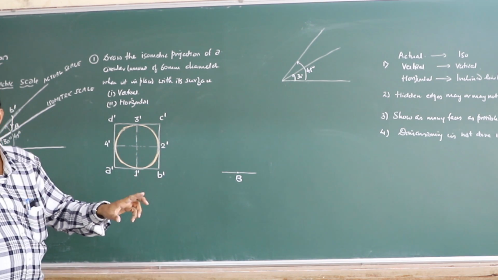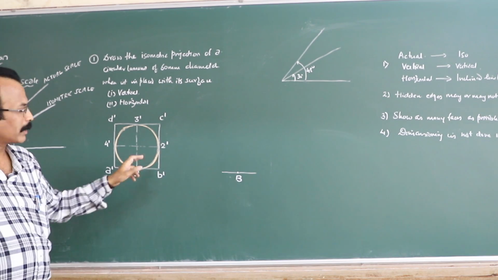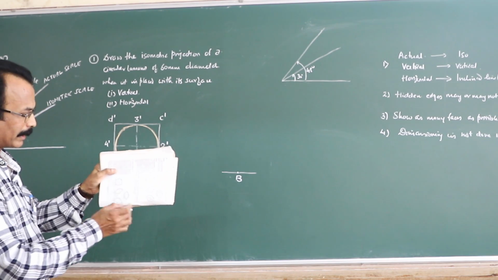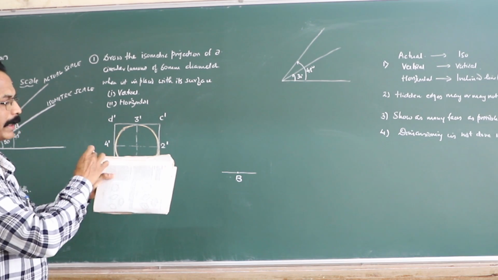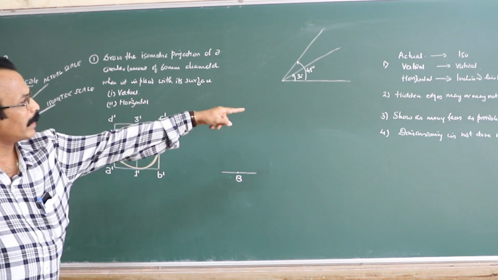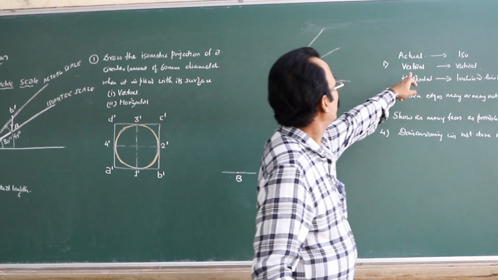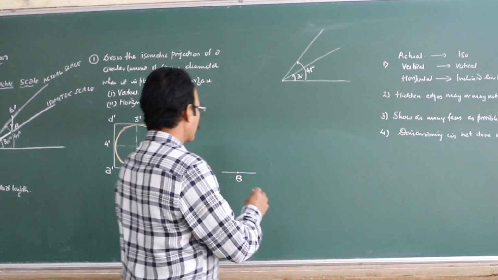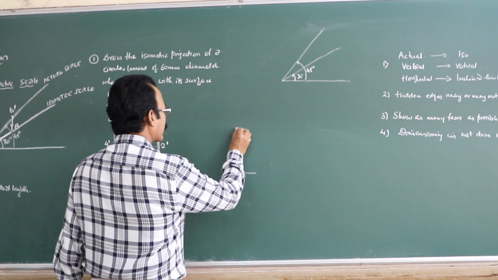In actual, the circular lamina or the square lamina, you are holding it like this. This is your A, B, C, D. So BC is a vertical line. Now you have learnt here that vertical will remain vertical there. So draw a vertical line here.